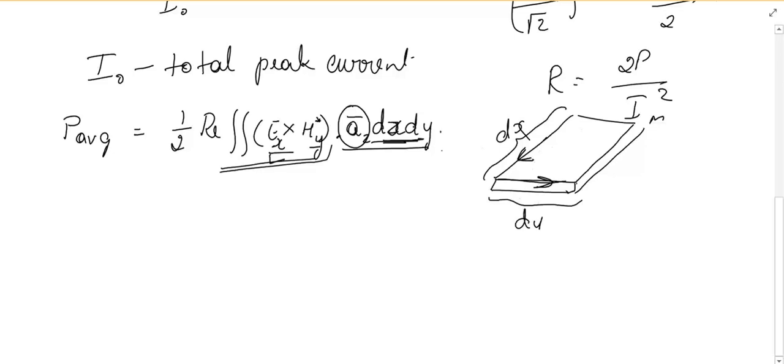So the total area is given by dx into dy, and always, as I told, the unit vector should be considered perpendicular to this area. So the average power we are speaking of will also be along the z direction. Remember this, guys, this equation is from our Poynting theorem. So that's it about the coplanar strip lines, only so much.